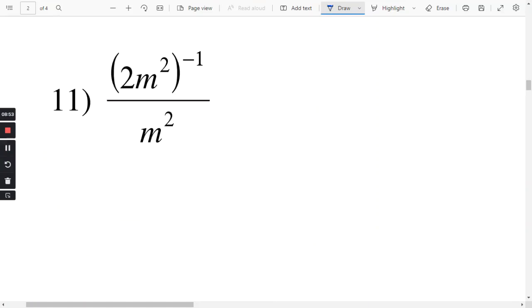All right, let's look at number 11. Let's do the numerator first. This whole thing is raised to the power of negative 1 since it has parentheses. So that negative 1 gets applied to the 2. So that's going to be 2 to the negative 1. And the m squared, the negative 1 also gets applied there. So that's going to be m, and 2 times negative 1 is negative 2. And that's divided by m squared.